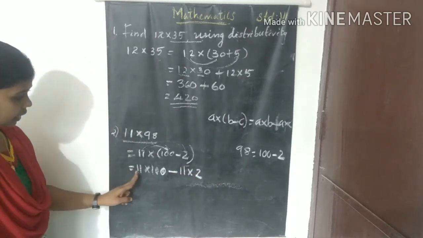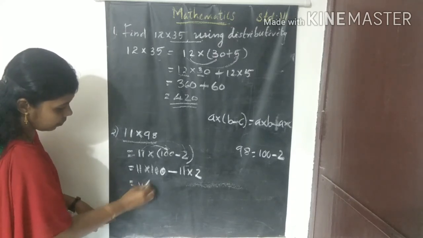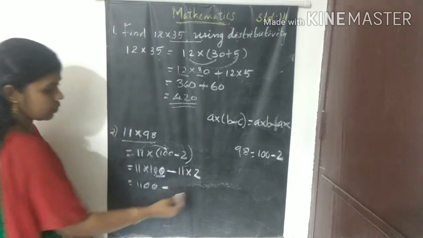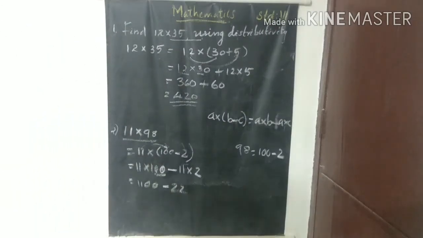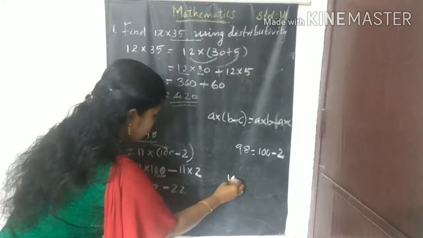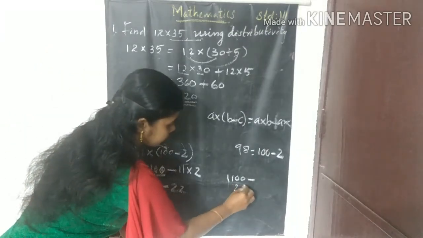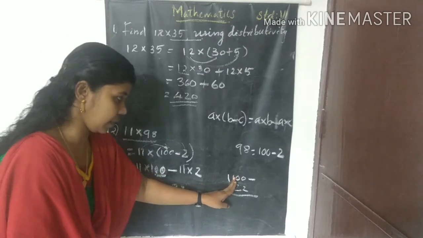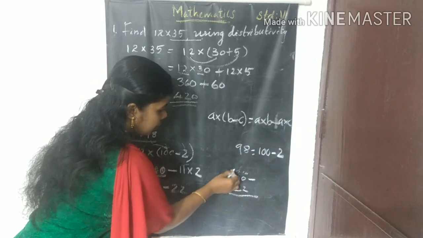Okay, clear? Then 11 into 100 is equal to what? 1 into 11 is 11, then put 2 zeros. Then 11 into 2 is equal to what? 11 into 2 is equal to 22. Then subtract 1100 minus 22.